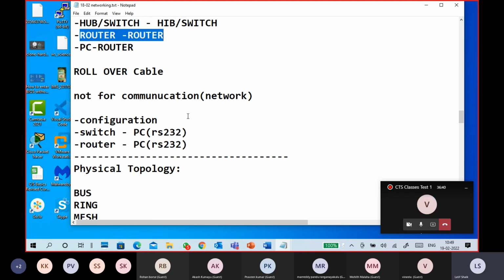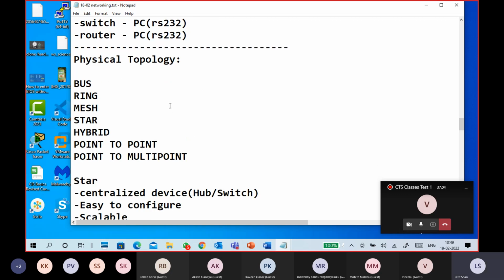Rollover cable is not for communication. It is for configuration of routers and switches, from the PC serial port to the router. COM port. That's a communication port. Right, COM port. No, no, sorry, sorry. Console port. Console port on a switch or a router. Really, it is a CCNA class.